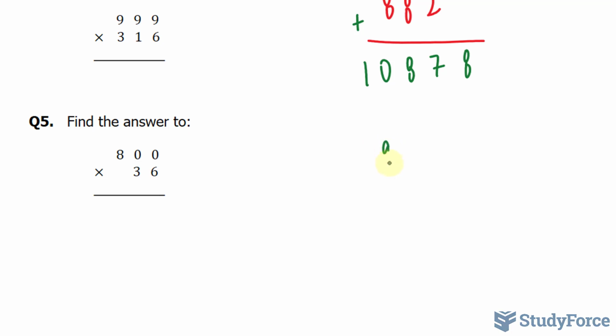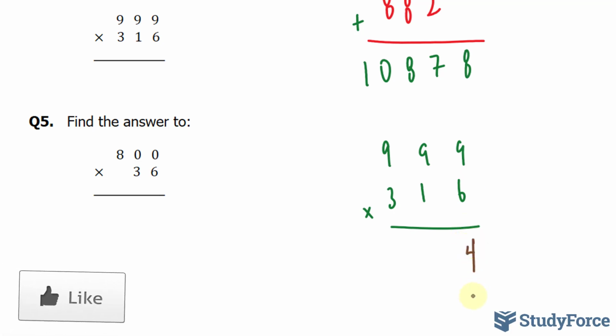In question number 4, we're asked to multiply a 3-digit number with another 3-digit number. Let's go ahead and do that. 999, 316, and these are being multiplied. Notice that the larger number is at the top and the smaller number at the bottom. We will start with the first digit, 6. 6 times 9 is 54. I'll place a 4 over here and a plus 5 as a reminder.